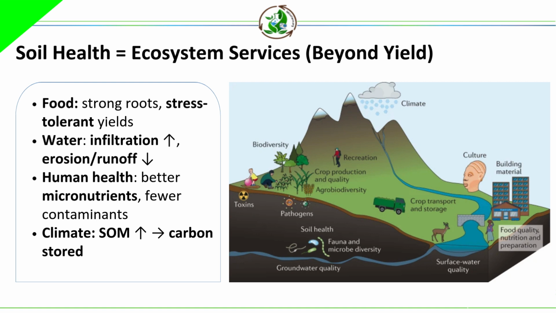All of these are tied together. Improving one function of soil often boosts others. For example, adding compost, resulting in more SOM, not only feeds plants but also helps filter water and capture carbon. So, healthy soils do more than a field's harvest. They support entire communities by providing clean water, nutritious food, and stable climates.